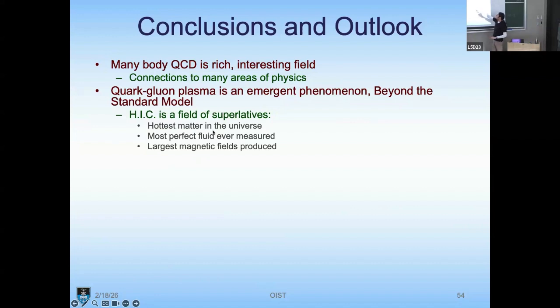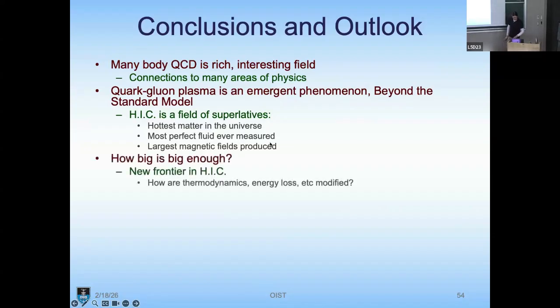We're creating the hottest matter in the universe, the most perfect fluid ever measured, the largest magnetic fields ever produced. Of fundamental interest right now is how big is big enough? And this is the new frontier in heavy ion collisions. How are thermodynamics and other properties of the quark gluon plasma modified by the fact that we're in a small system? To what extent does it make sense to even talk about temperature, pressure, viscosity, and so on and so forth? And how does it also translate into other fields of physics like cold atoms?